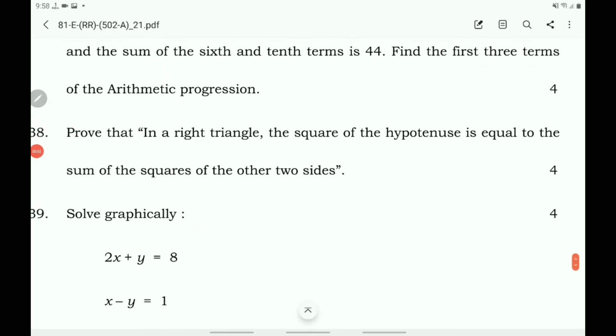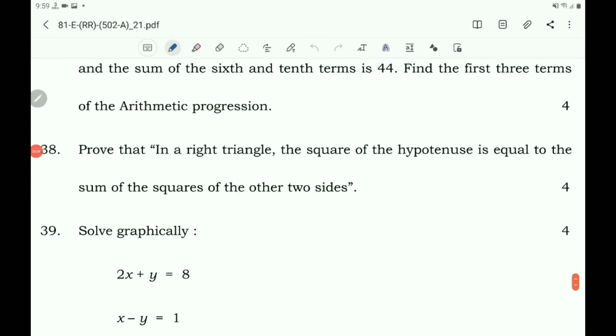Now let us take question number 38, which is a question from the chapter Triangles. What is that question? Prove that in a right triangle the square of the hypotenuse is equal to the sum of the squares of the other two sides. So this is the statement of the Pythagoras theorem. We have to prove this.